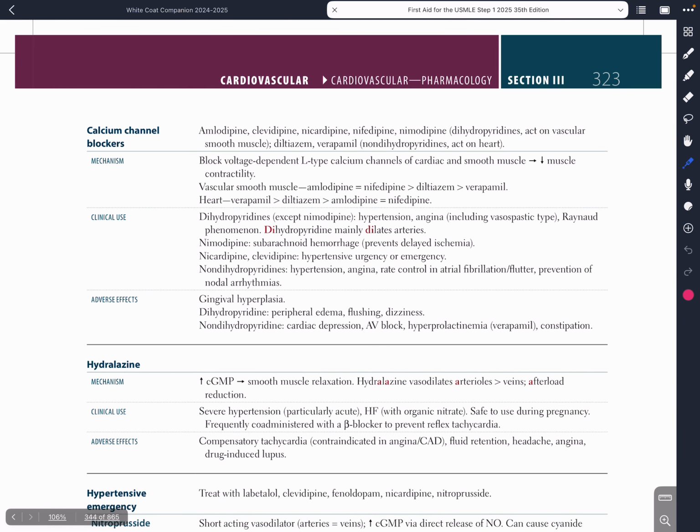Next is calcium channel blocker. What are calcium channel blockers? Calcium channel blockers include amlodipine, clevidipine, nicardipine, nifedipine, nimodipine. These are dihydropyridines and they act on vascular smooth muscle.